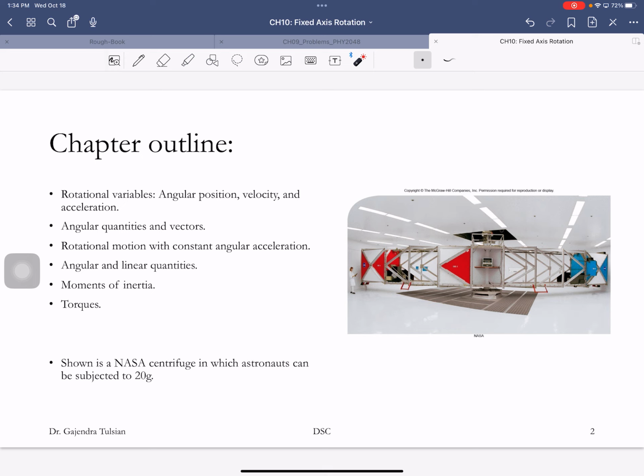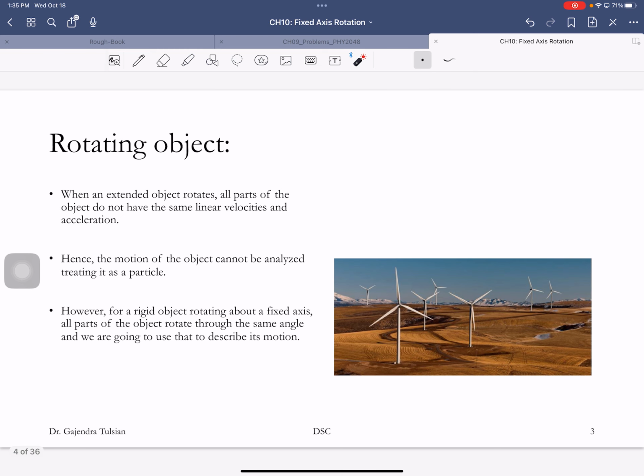All right, you guys can read all of this here. By the way, this is a centrifuge, and this is in Houston. You can put an astronaut there and spin them real fast. You can subject them to 20 Gs and make them pass out.